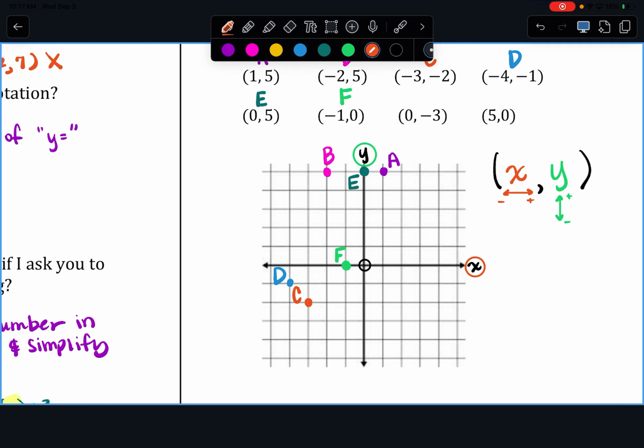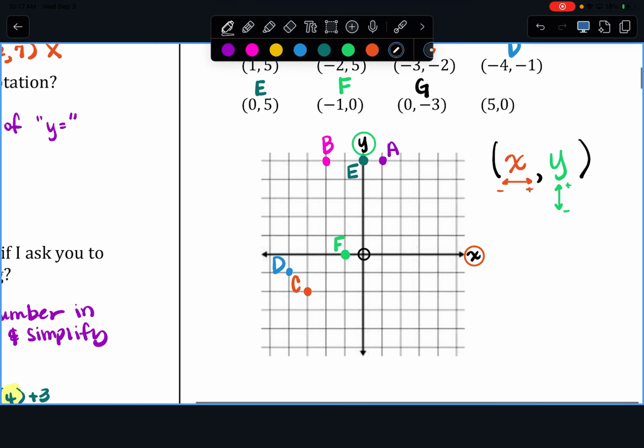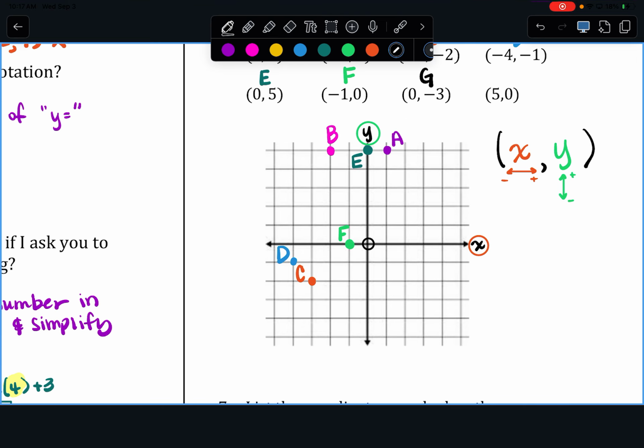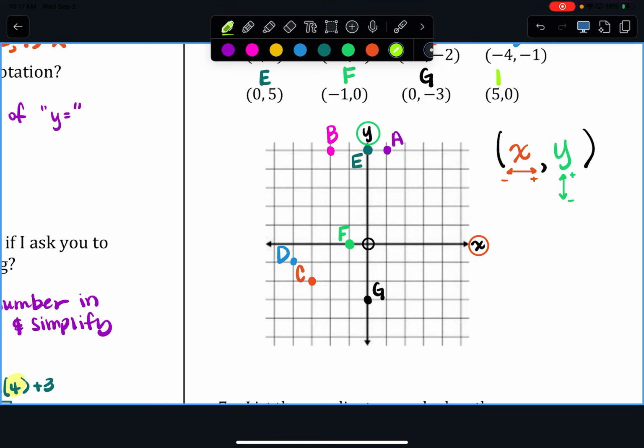Then we have, I already used that one. Let's see, G, right, at 0, negative 3. So again, remember the 0 means no left or right, only down 3. So there is G. And then our last one is 5, 0. All right, so I'm going to call that H.